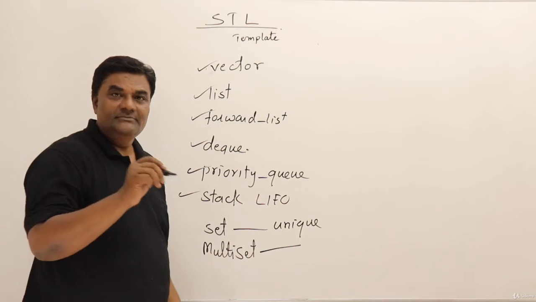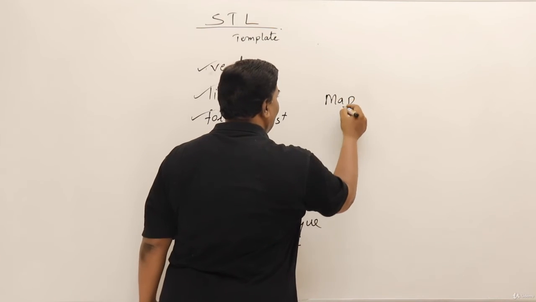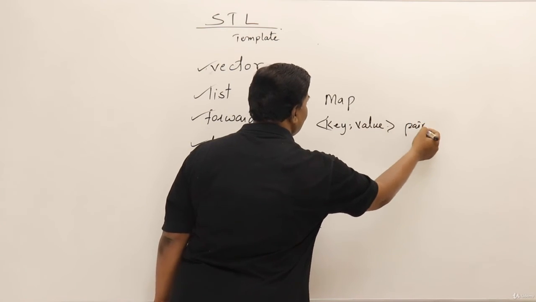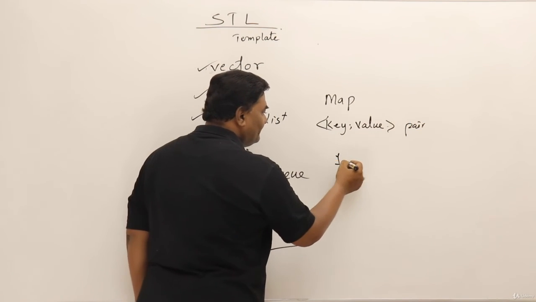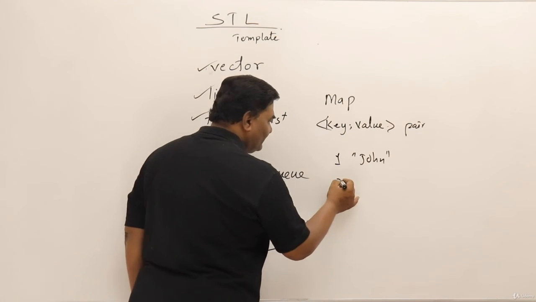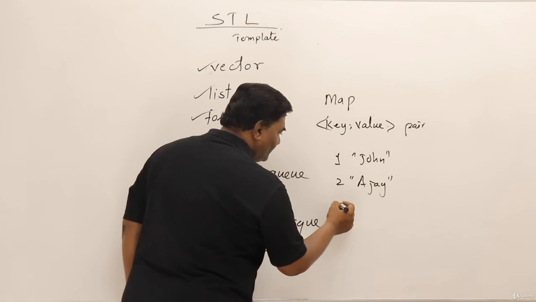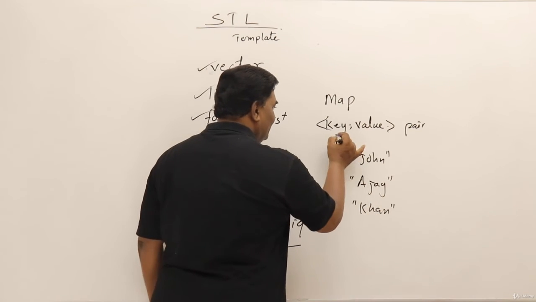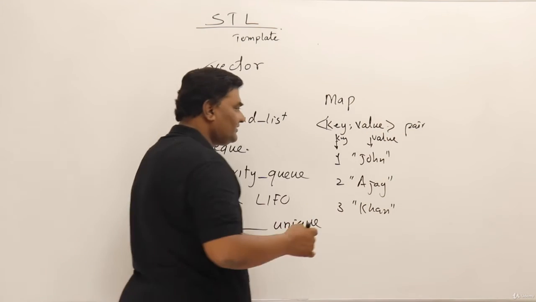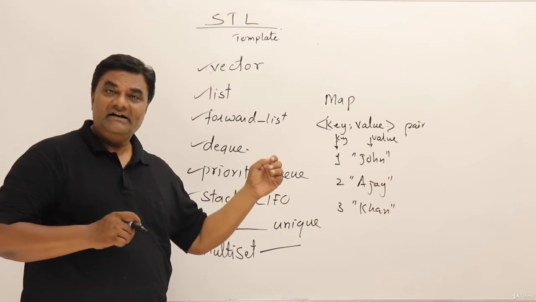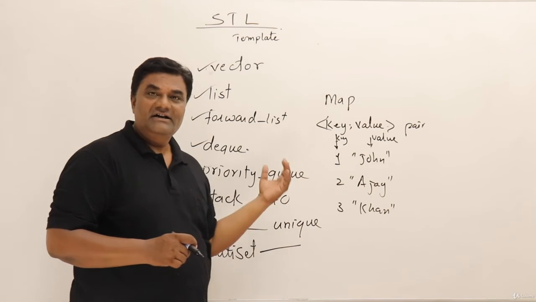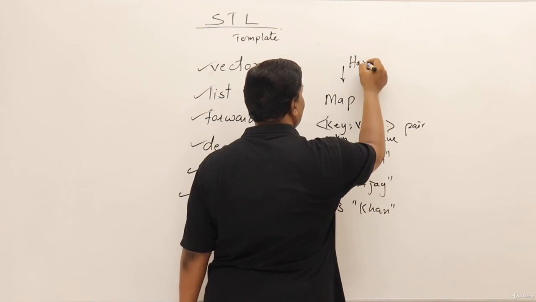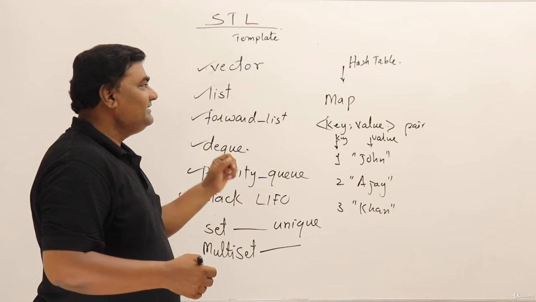That's all. There is one more data structure called map, and this is useful for storing key and value pairs. For example, roll number 1 is John and roll number 2 is Ajay. Roll number 3 is Khan. So this is the key and this is the value. So we store the key and the value. Whenever we want to find, we give the key and we get the value. So this is a different data structure. This actually uses a hash table and it will contain unique keys.